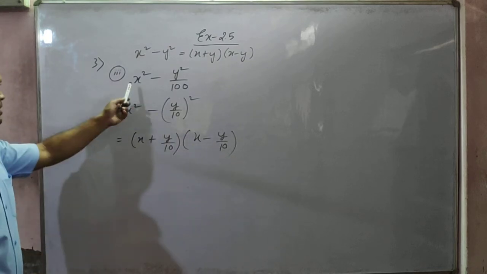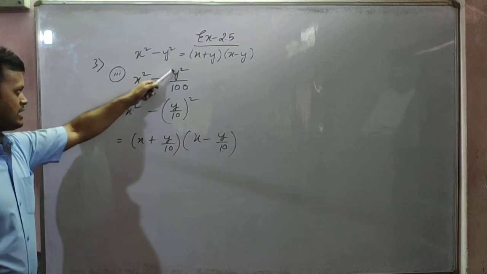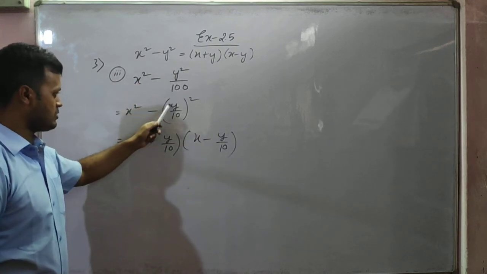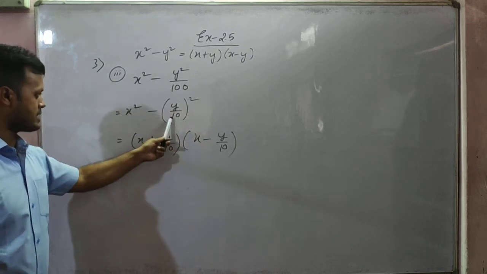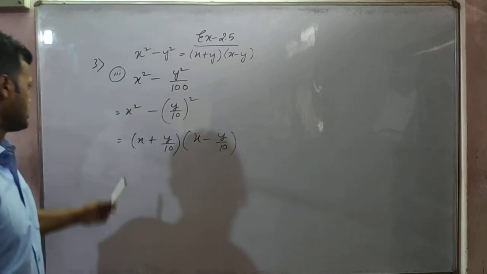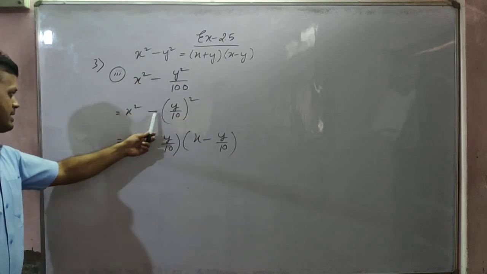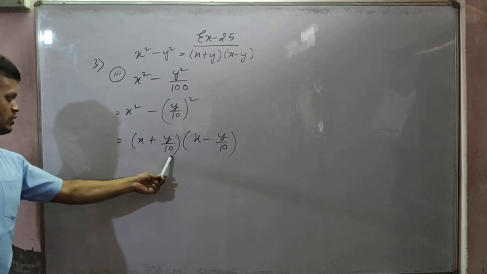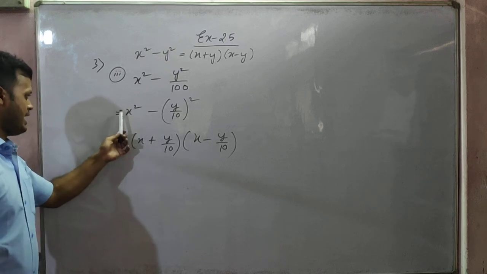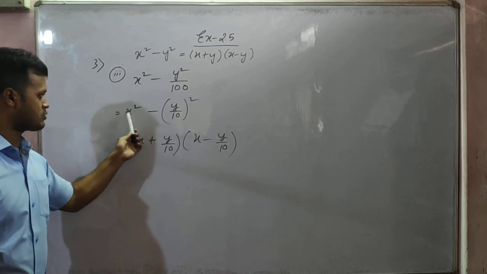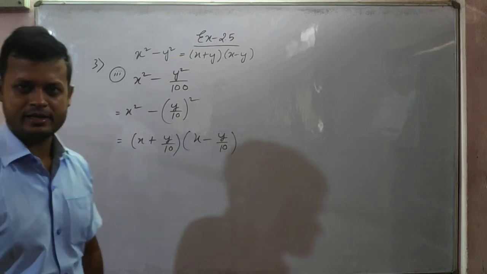Okay students, for x square I will write x square only, and y square by 100 is there. Y square by 100 I will write y by 10 whole square, because y by 10 whole square will become, above y is there, it will become y square, and 10 square will become 100. Understood? So x square minus y square we will write x plus y into x minus y. So x square minus y by 10 whole square will become x plus y by 10 into x minus y by 10, isn't it? So x square minus y square will become x plus y by 10 into x minus y by 10. Is it okay?